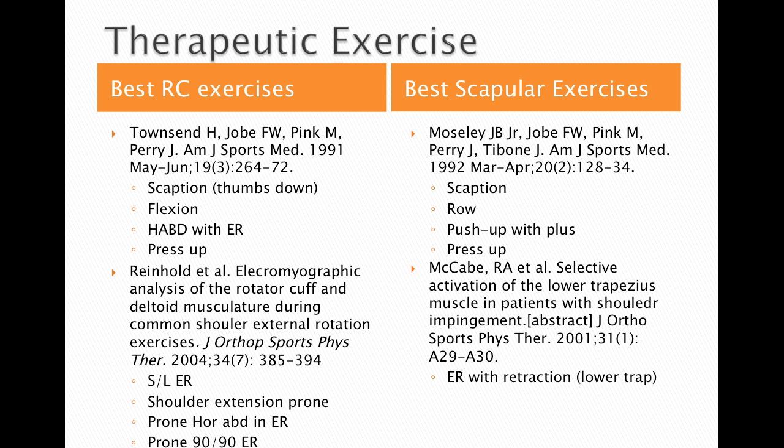This is a really good article by Reinhold for strengthening the external rotators. You can see a couple of exercises: side lying external rotation, extension and prone horizontal abduction with external rotation, and prone 90-90 external rotation. For the scapula exercises, again, scaption, rowing, push-ups with the plus, press-ups, to activate the lower trap. We see in the next study external rotation while we are retracting the scapula.